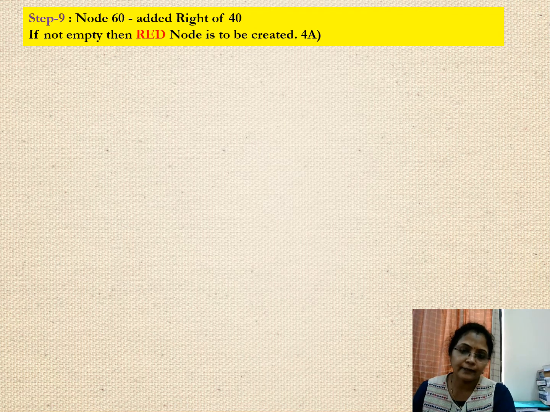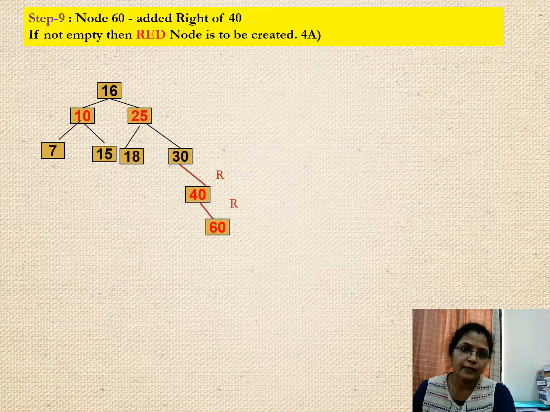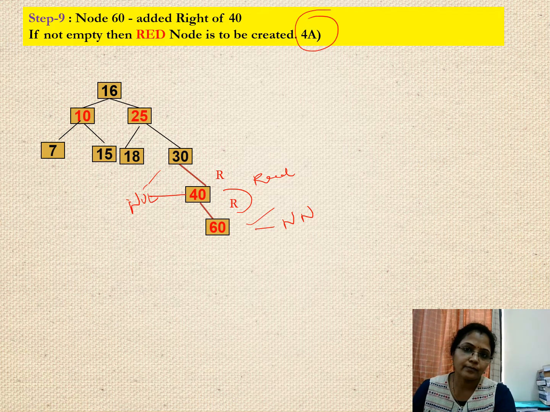Now we are adding node 60 as step 9. Node 60 is added on the right side of node 40. Again, 60 is a new node. Its parent 40 is red, and we check its sibling. Its sibling is null. So we'll be applying 4A directly, that is, the sibling's color is black or null. Then we have to perform the rotation first and then recoloring. So we'll be performing the RR rotation here.